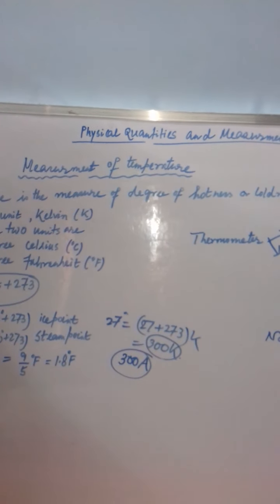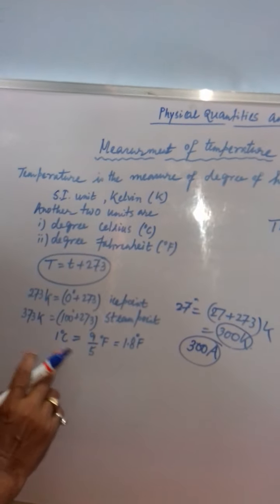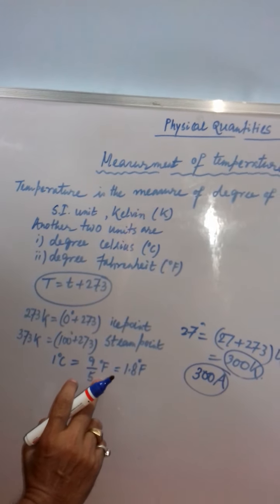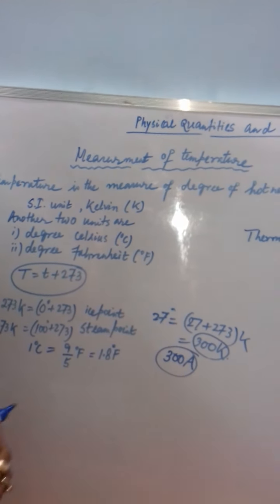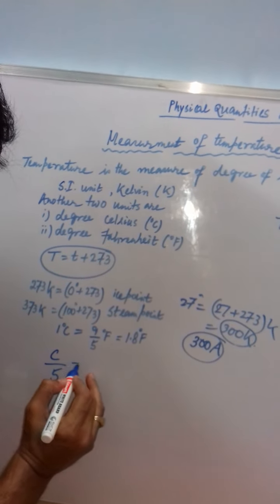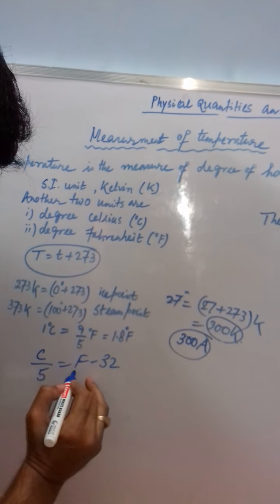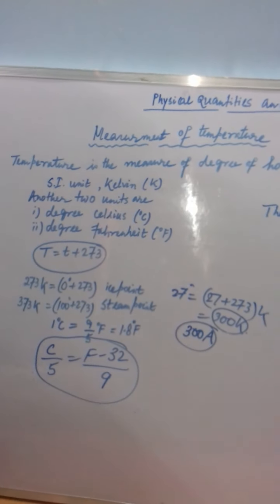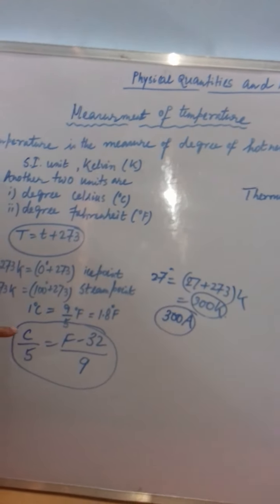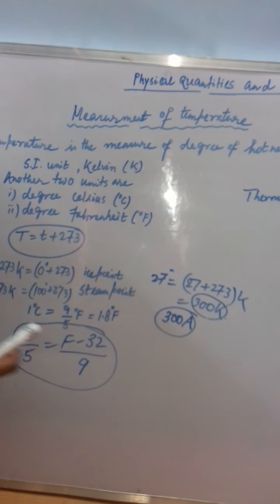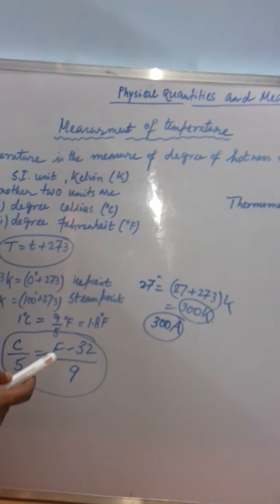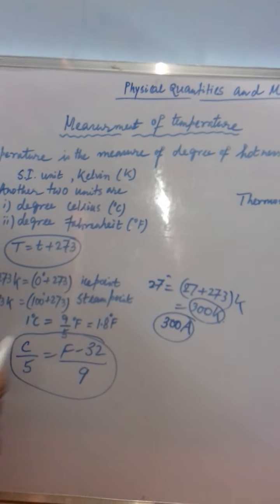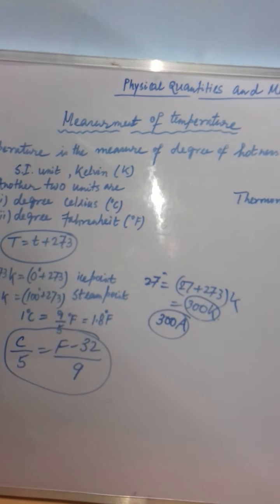Okay. Now, what is the relation between the centigrade scale and the Fahrenheit scale? 1 degree Celsius equals 9 by 5 degree Fahrenheit, or 1.8 degree Fahrenheit. Another relation is C by 5 equal to F minus 32 by 9. This is another relation between the centigrade scale and the Fahrenheit scale. If you know the temperature on the centigrade scale, place the value here and find the value of F. If you know the temperature in F, then place the value here and find out the temperature on the centigrade scale. C by 5 equal to F minus 32 by 9.